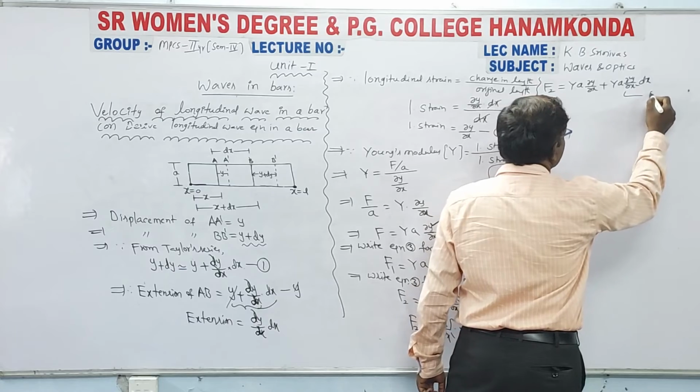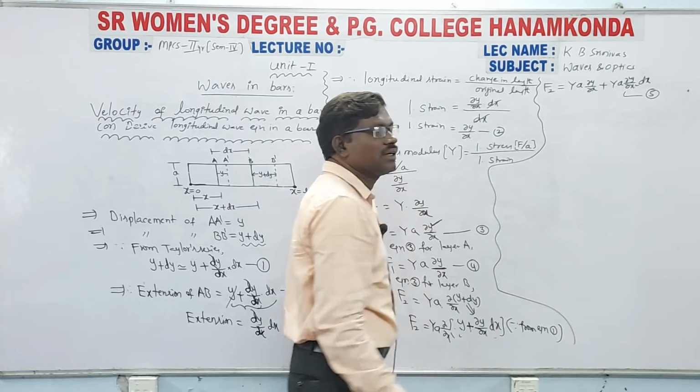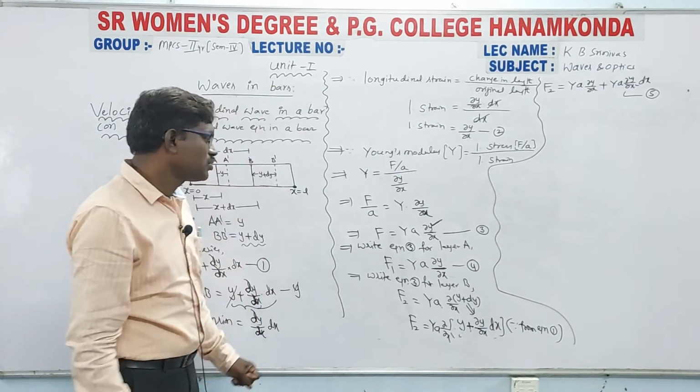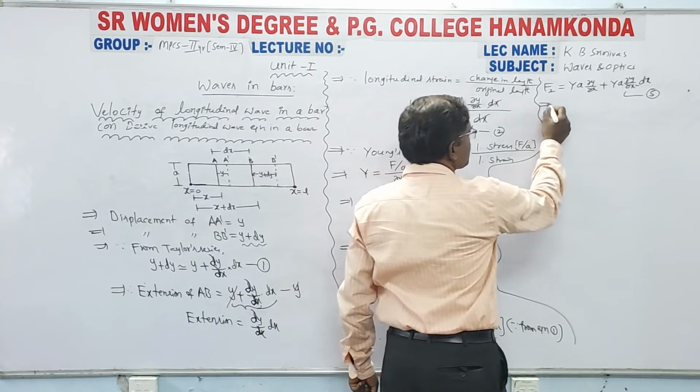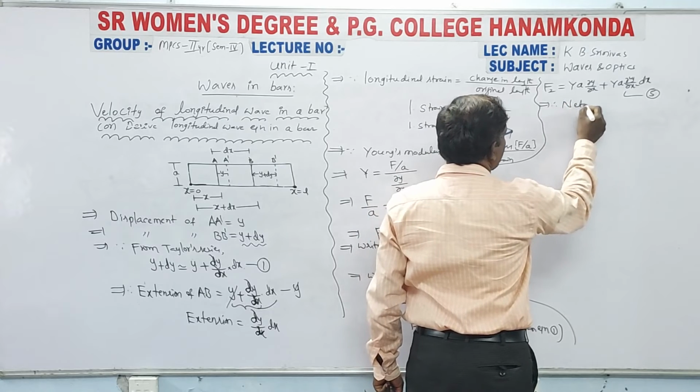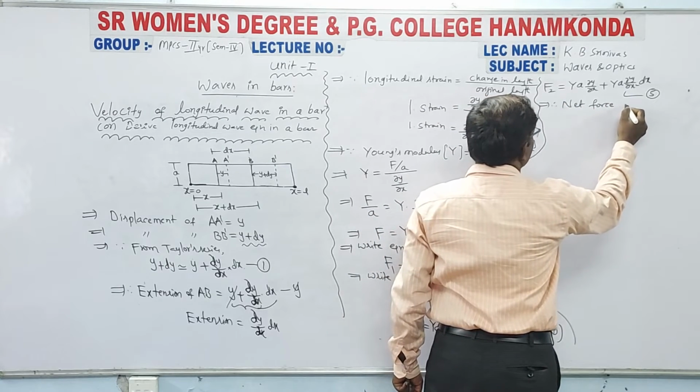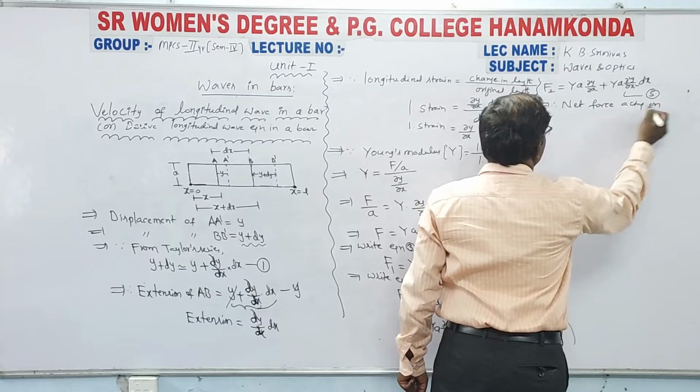So, how many forces are acting on this layer A and layer B? Two forces, one is F1, second one is F2. Therefore, the net force acting on the AB element.